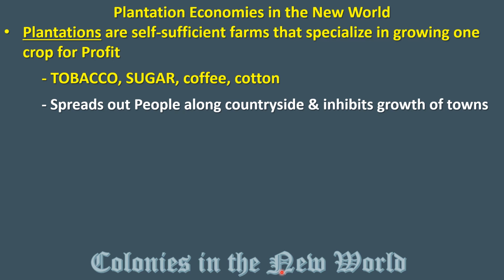Plantations have the effect of spreading people out along the countryside, and they're going to inhibit the growth of towns. Why are they being spread out? Because they're self-sufficient. You want to make as much money as you can, so you want to have as much cropland of tobacco and sugar as you can possibly plant. So you're not going to want to plant right next to somebody else or lose money. So you're going to want to spread everybody out. So this is going to have a huge impact later on.